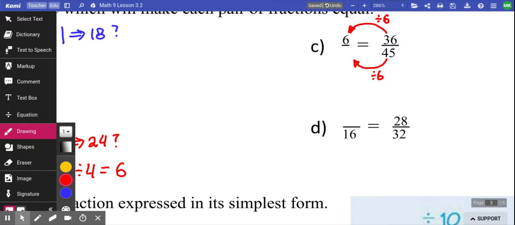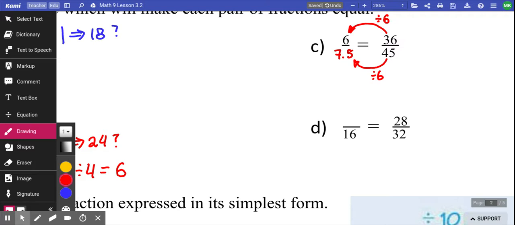Okay, 16 or 14? No. 7.5. It's 7.5? And then can I go to 1? Yes, you may. So if you were to work backwards, divide the top, divide the bottom, it works the exact same way. So that gives us a new rule.